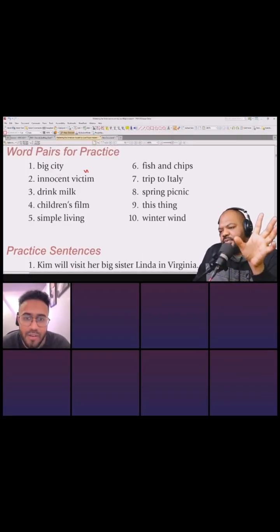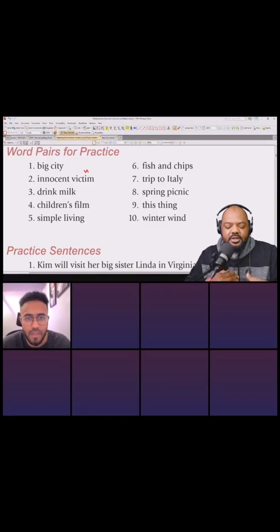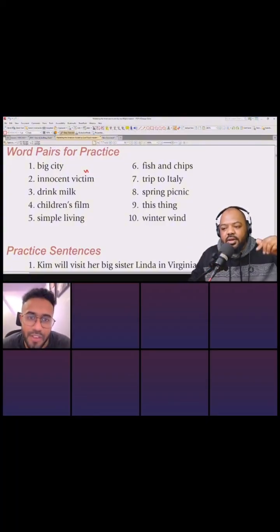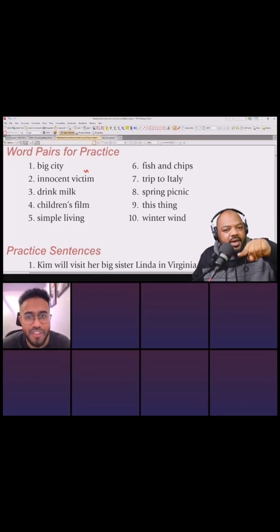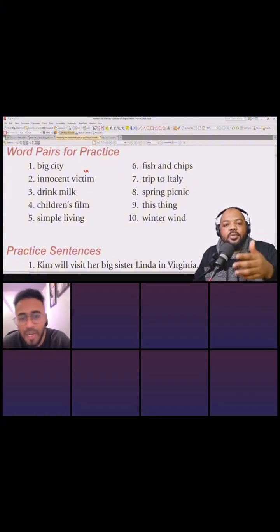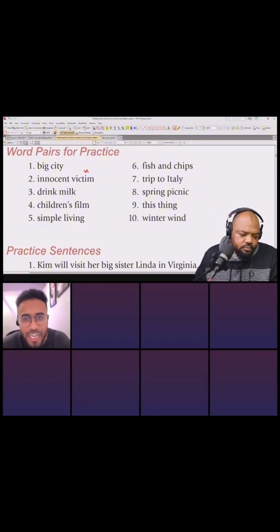Number 3. Drink milk. Very nice. Let's play with the intonation, the music of the language. Forget the word. I want you to say drink, like exaggerate. Drink. You see the way you did that? That little up and down. Now I want that to come down. Drink milk. Very nice. Now make it faster. Drink milk. So if you ask someone, do you drink milk?